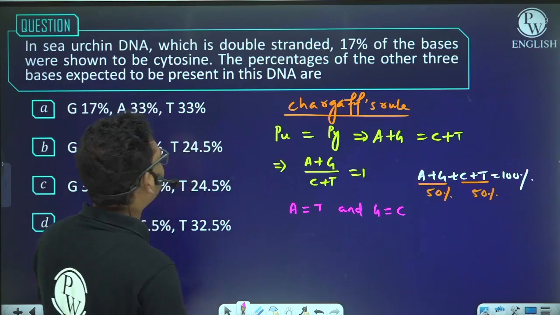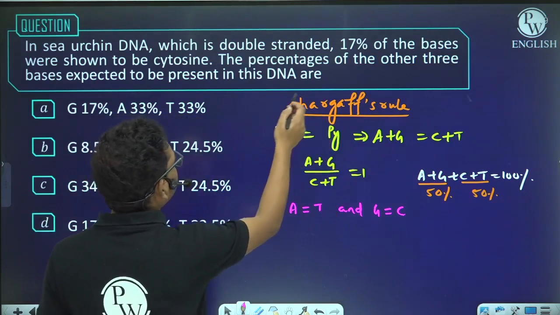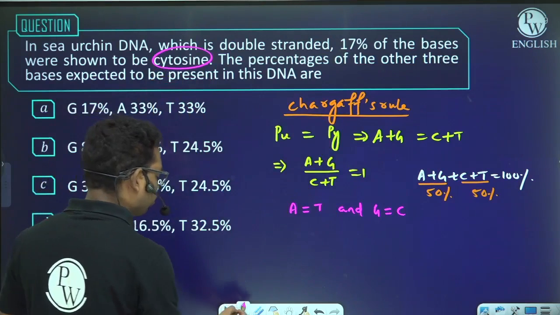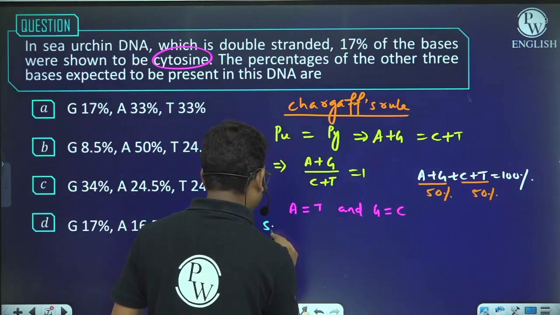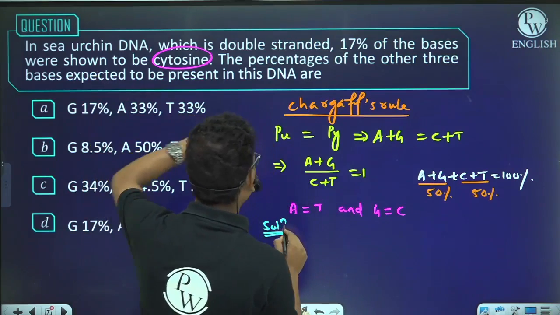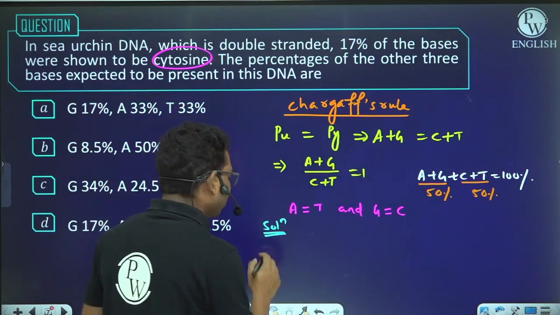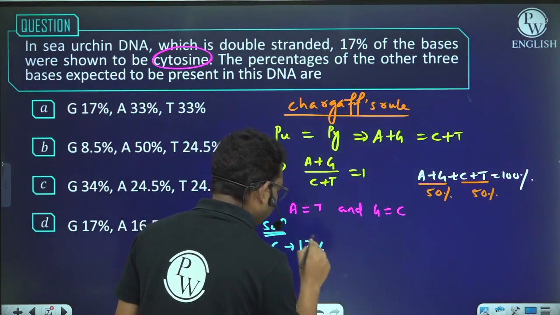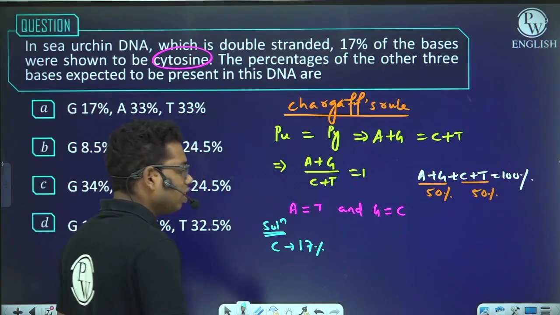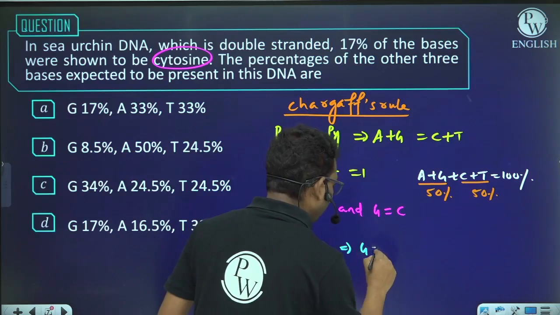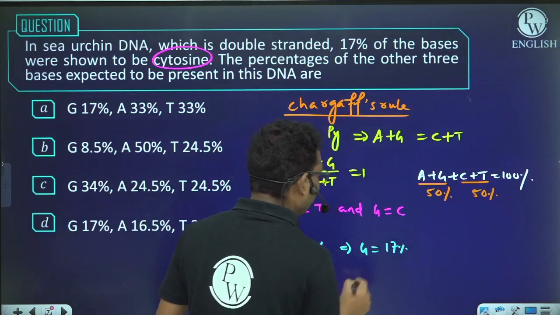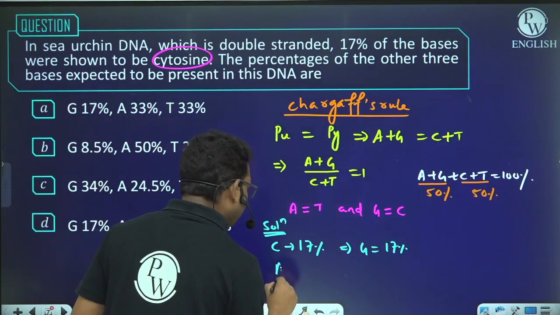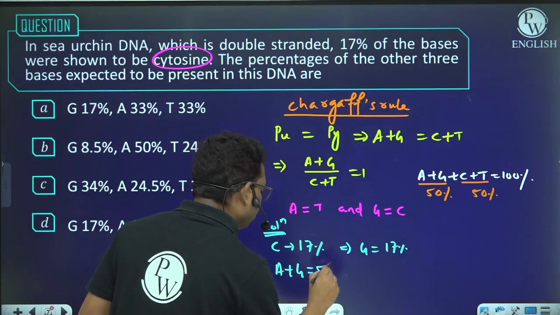Okay. So the question says that 17% of bases are cytosine. So I can write the solution over here. In this DNA, because this DNA is double stranded, Chargaff's rule is applicable. As per the question, the given data says that cytosine is 17%. So if cytosine is 17%, then obviously the guanine will also be 17%. Why? Because the amount of G is equal to the amount of C. And we know that A plus G is 50%.